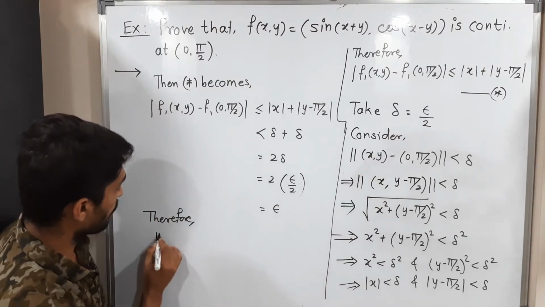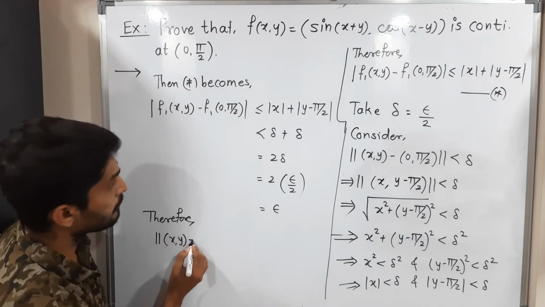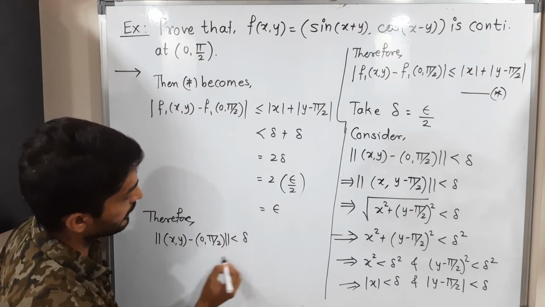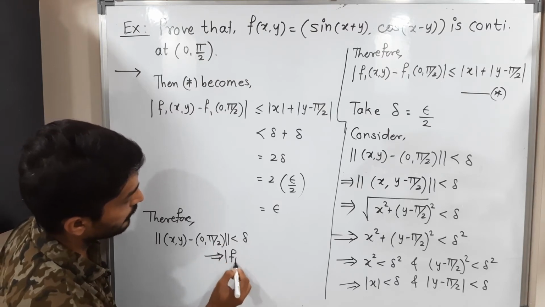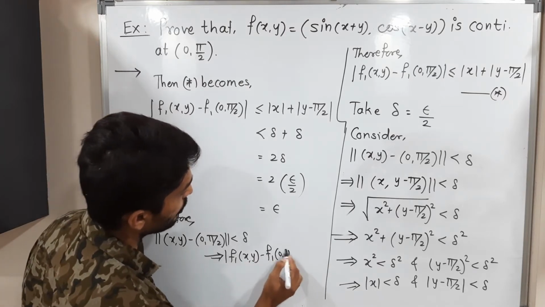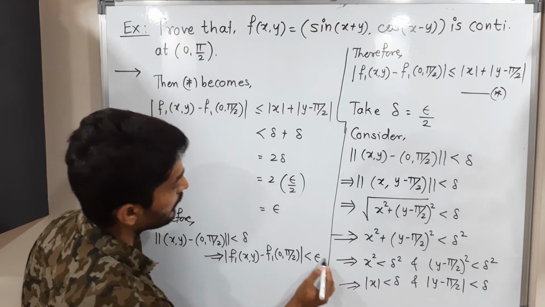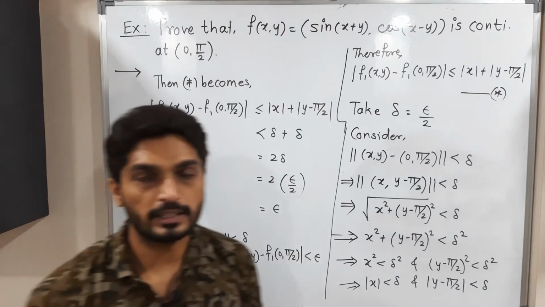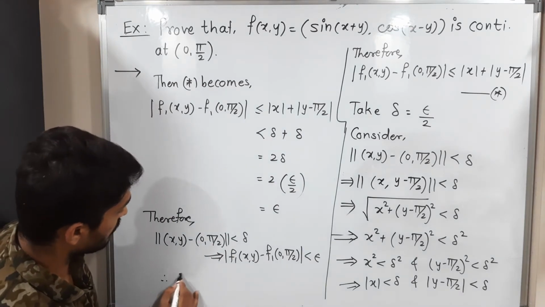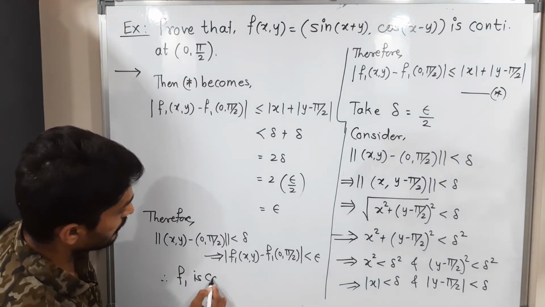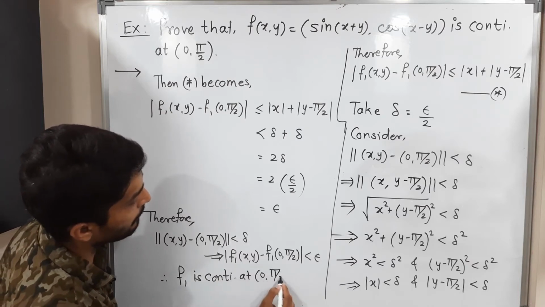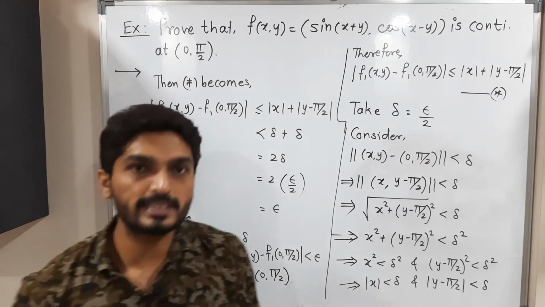So therefore norm xy minus (0, pi by 2) less than delta, and we finally got mod f1 of xy minus f1 of (0, pi by 2) less than epsilon. So the definition is satisfied. That's why we can declare f1 is continuous at (0, pi by 2). So therefore f1 is continuous at (0, pi by 2). So in this way we proved f1 is continuous.